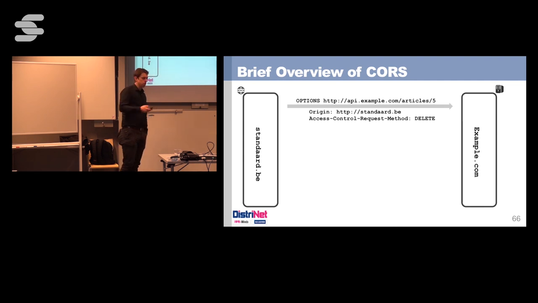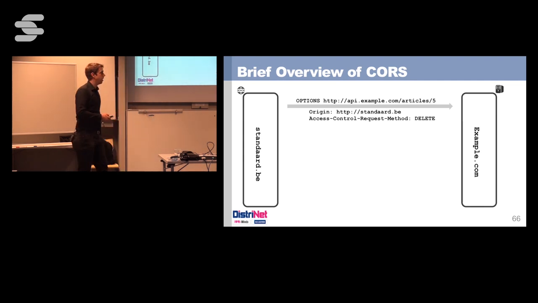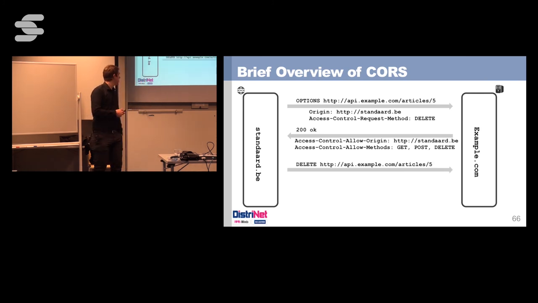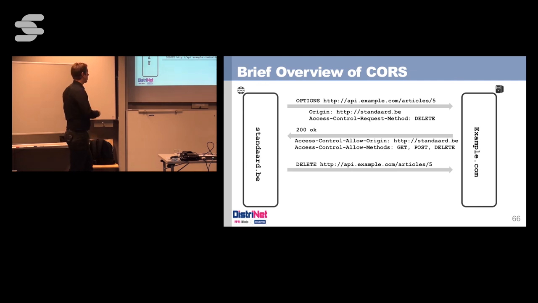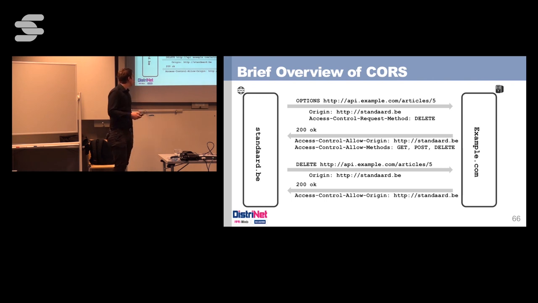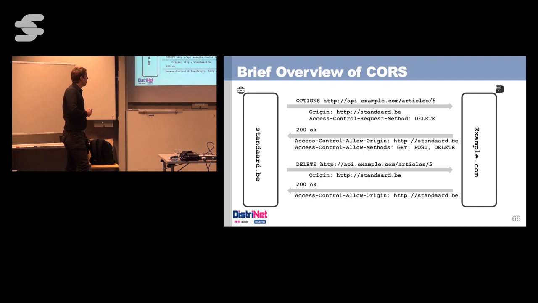And the server will investigate, okay, do I want to allow standard.be to delete stuff? Oh yes, I know those guys, they have access to that API. Okay, sure. It sends back the appropriate CORS headers. It says, okay, standard.be is allowed to send me GET, POST, and DELETE requests for that URI. Good. Now the browser knows, okay, fine, I can send a DELETE request. It sends it with the appropriate origin header, and the server responds with the appropriate CORS headers. This is called a preflight request.